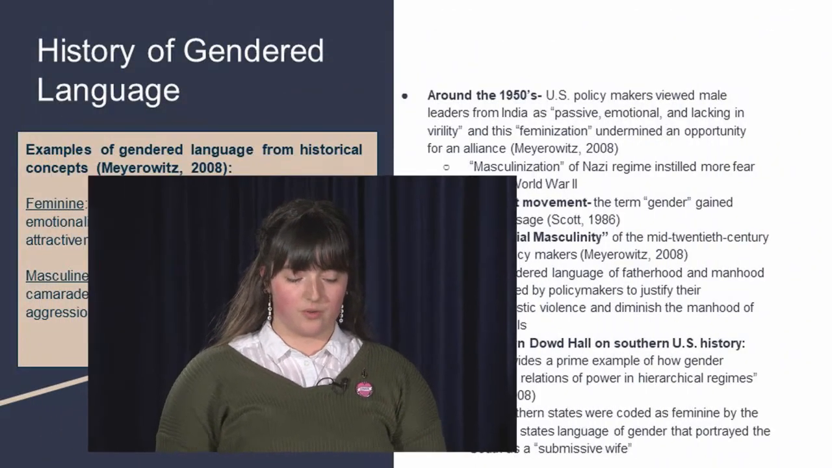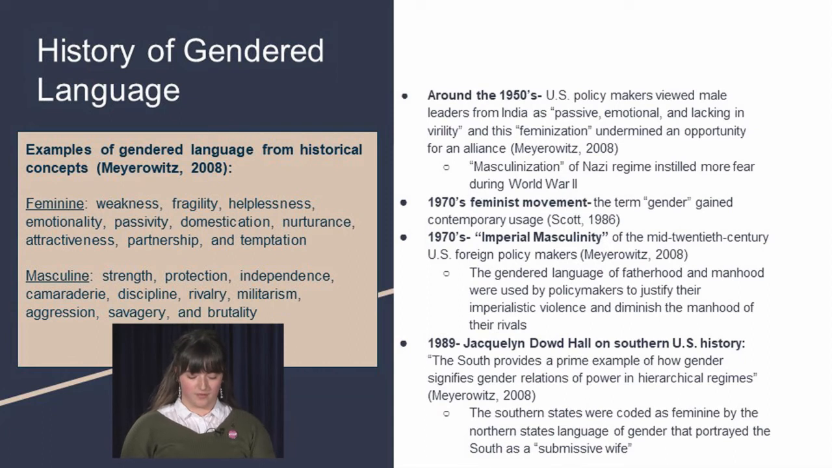Now focusing on the history of gendered language, some examples of gendered language from historical concepts include feminine words such as fragility, emotionality, and weakness, and masculine words like strength, independence, and brutality. These words have been used politically across decades to diminish or build up other people or countries.